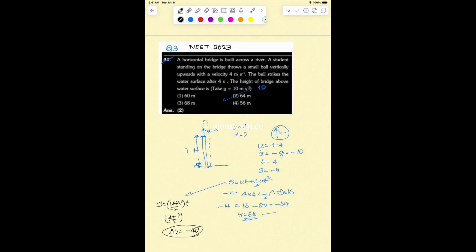Therefore, what is the average between 4 and minus 36? Minus 32 by 2 is equal to minus 16. Therefore, what is minus 16 into 4? Equal to minus 64, answer. Now this is the way I would actually proceed.